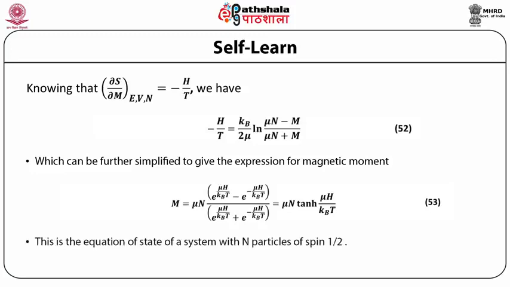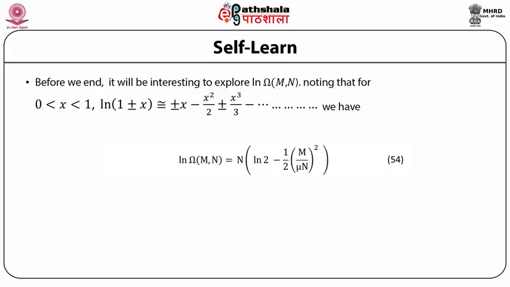This is the equation of state of a system with n particles of spin half. Before we end, it will be interesting to explore log of omega as a function of m and n. Noting that for 0 less than x less than 1, log of 1 plus minus x is approximately equal to plus minus x minus x squared by 2 plus minus x cubed by 3 minus and so on.